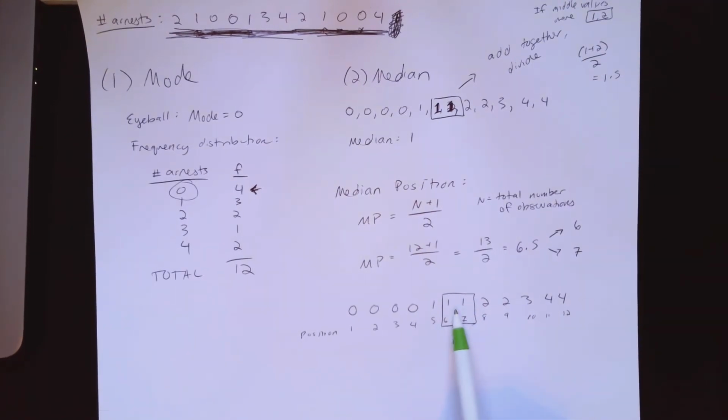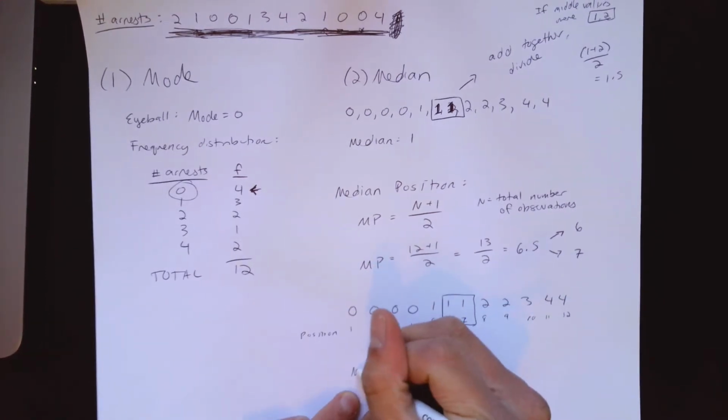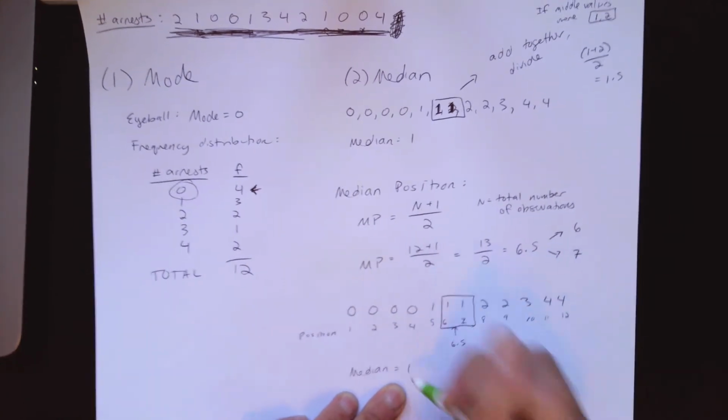So our middle two values are both 1s, and so we don't need to do any extra calculations. We know that our median is going to be 1. So here we'll say again, the median is 1.